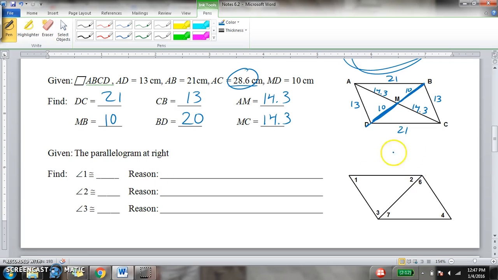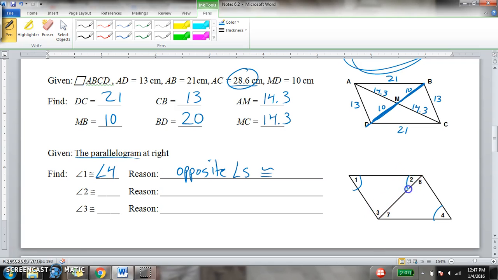Down here, we're given this parallelogram. It tells us that it's a parallelogram. So angle 1 would be congruent to what? Well, angle 1 is across from angle 4 in the parallelogram. So angle 1 is congruent to angle 4 because they are opposite angles, and we know opposite angles are congruent in a parallelogram. Angle 2 is congruent to what, and angle 3 is congruent to what? These are a little bit trickier. These are going back a while.